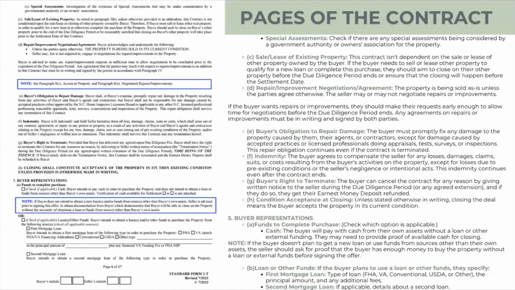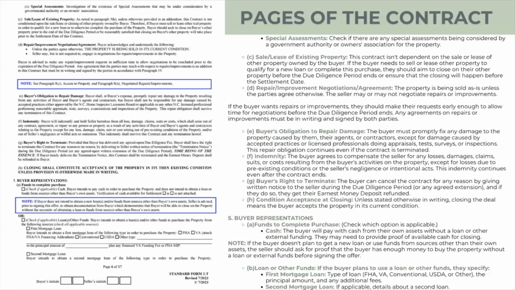And the buyer's right to terminate. The buyer can cancel the contract for any reason by giving written notice to the seller during the due diligence period. If they do so, they get their earnest money deposit refunded. And condition acceptance at closing. Unless stated otherwise in writing, closing the deal means the buyer accepts the property in its current condition.